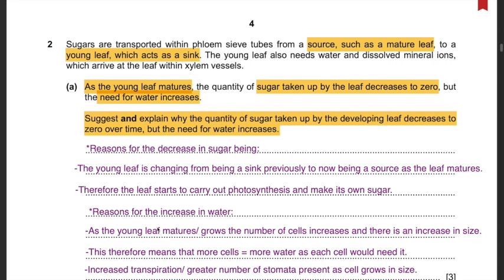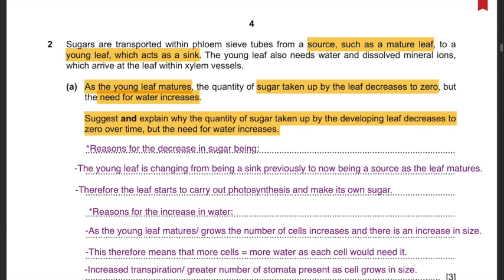This question is for 3 marks, and the key parts of this question are: there are 2 types of leaf, a young leaf and a mature leaf. Initially, sugars are transported from the mature leaf to the young leaf. So the mature leaf acts as a source, whereas the young leaf acts as a sink. However, over time, the young leaf will also start to grow. So as it grows, it becomes more and more mature. As it becomes more and more mature, the sugar taken up by the leaf decreases to 0. But the need for water increases, and they're asking for suggestions and possible explanations why this occurs.